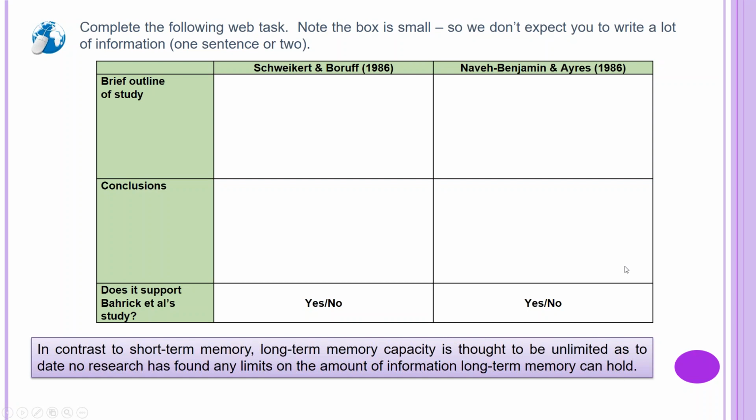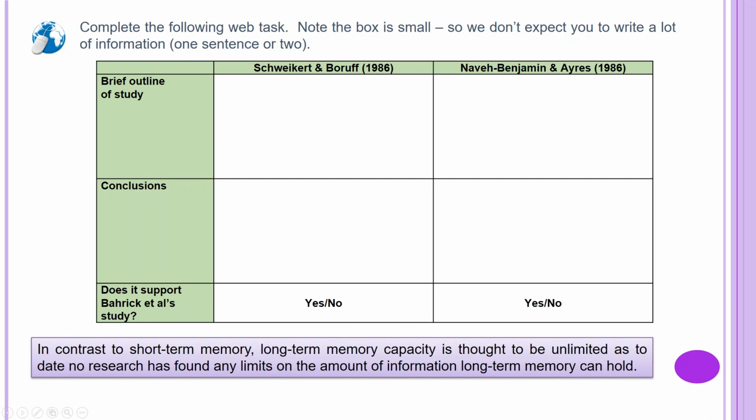Schweickert and Boruff 1986 found that performance on the memory span task is equivalent to the number of items that can be pronounced in about 2 seconds. The best indicator of short-term memory is time rather than capacity. Does it support Miller's original study? The answer is no.